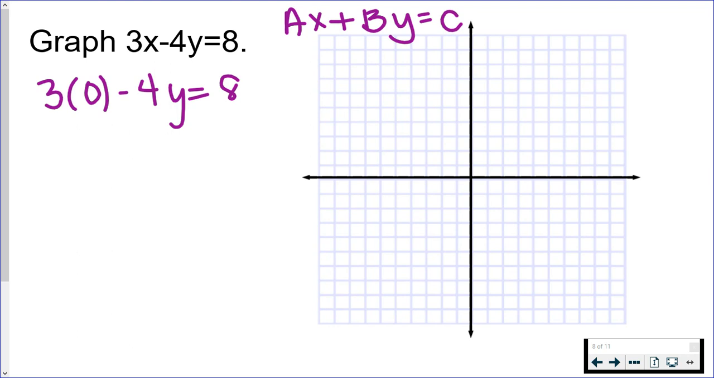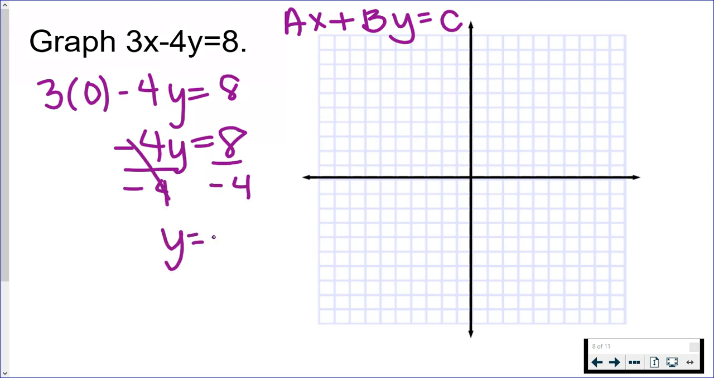By replacing x with 0, I'm left with negative 4y equals 8, which means x is now gone. And I get that y is negative 2. This is my y-intercept. So from 0, 0, I go down 2 and put my point.